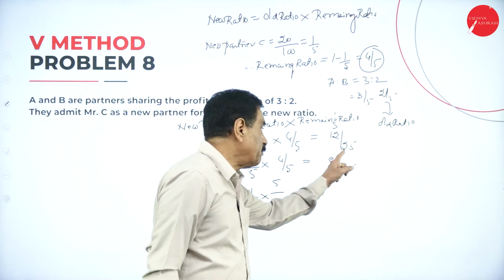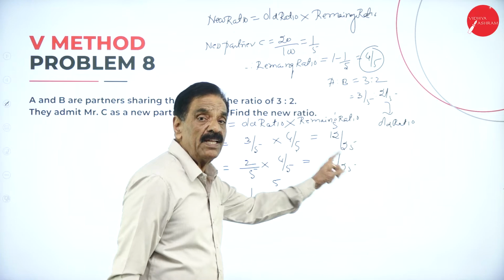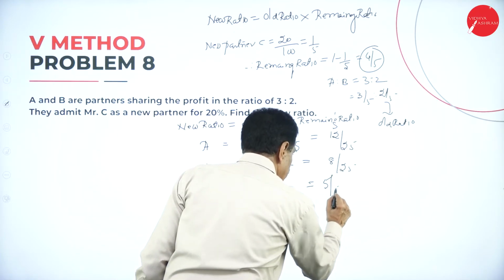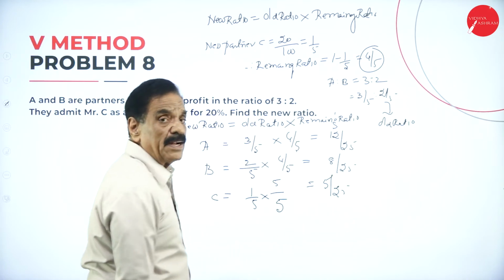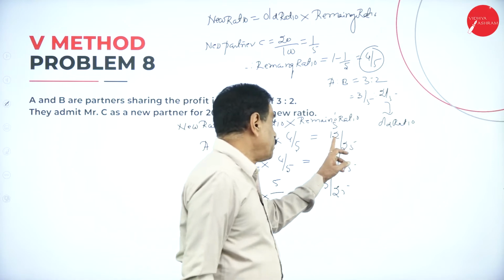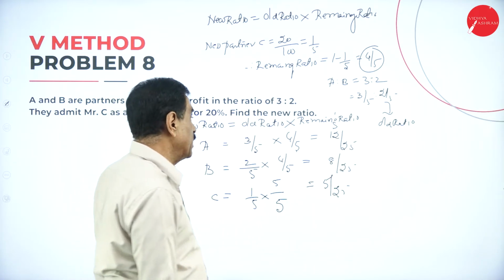So, if here by chance it is a 20, then 4, 4. If it is 15, then 3, 3. See that numerator should be equal to denominator. 12 plus 8, 20 plus 5, 25. So, numerator is equal to 25.